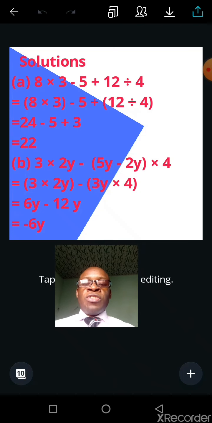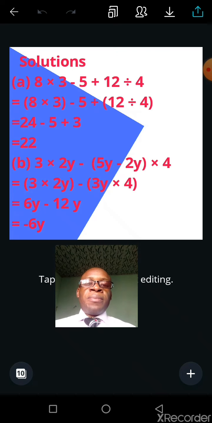which gives us 22. B, 3 times 2y minus bracket open 5y minus 2y bracket close times 4 equals, you enclose 3 times 2y in a bracket, then minus, if you go up you see 5y minus 2y, the result is 3y, then you multiply it by 4. Then we now come down and have 3 times 2y gives us 6y minus the other bracket 3y times 4 gives us 12y. We now have 6y minus 12y, which gives us minus 6y, because 6 minus 12 is minus 6.